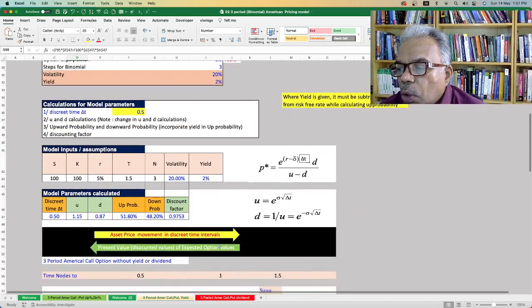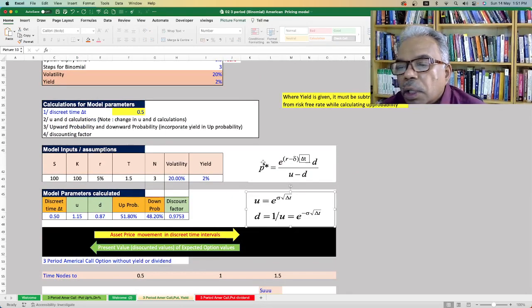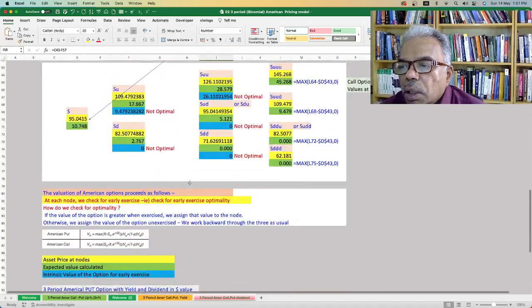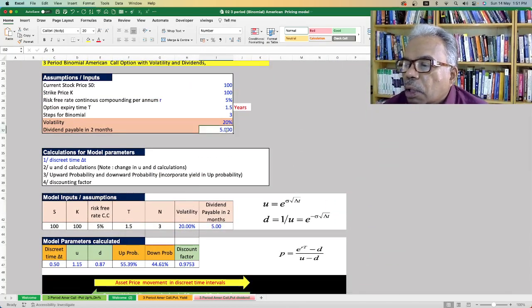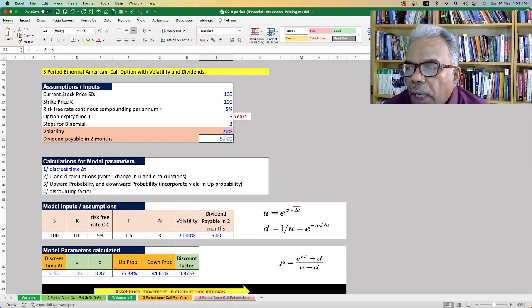This is what we need to follow when yield is given as well as when the volatility is given. So when volatility is given, the calculations of U and D change. When yield is given, we need to subtract the yield from the risk-free rate when calculating the up probability. And a similar thing: instead of a yield, if a dividend is given, payable in 2 months, the same model applies, and volatility is given.